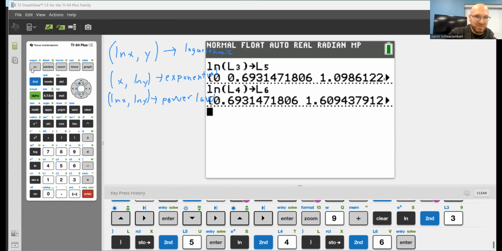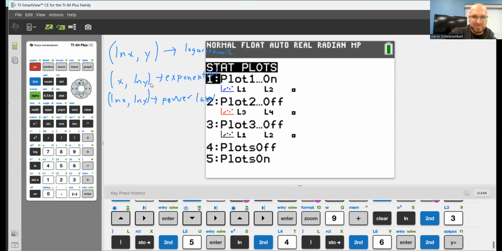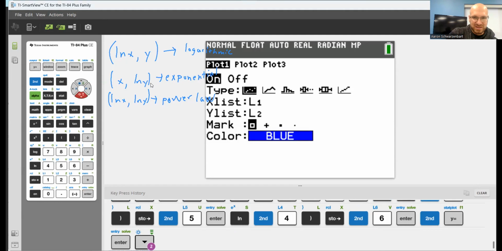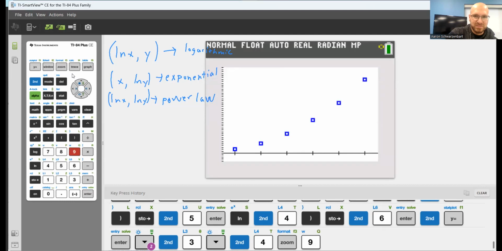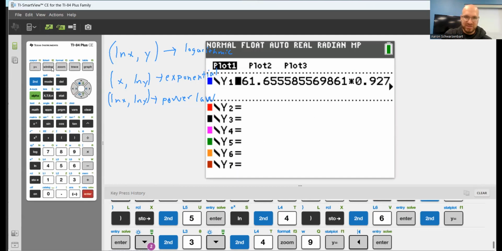What I'm going to do here is just look at different stat plots. We'll do them in order. Actually, I'm going to do L3, L4 first, and take a look and see what I think. I guess I can turn off my y equals. This is definitely not logarithmic. It's curving up. So this is either exponential or power law. It could be either. I'm going to go to y equals here and turn this off.